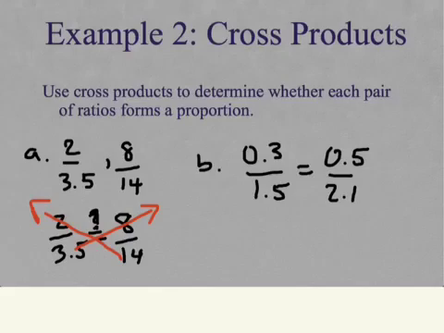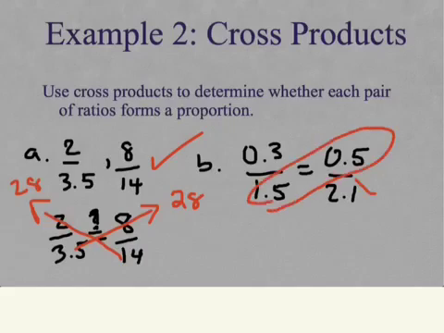14 times 2 is pretty easy for me to do, and I get 28. And then 3.5 times 8 takes a little bit of time, but if you do it, you get 28 as well. And because the 28's are on both sides, we know that they are equivalent. We know that both of these ratios form a proportion. We're going to do the same thing on this side. We'll multiply these 2 numbers together, and we'll multiply these 2 numbers together, and we'll see what we get.